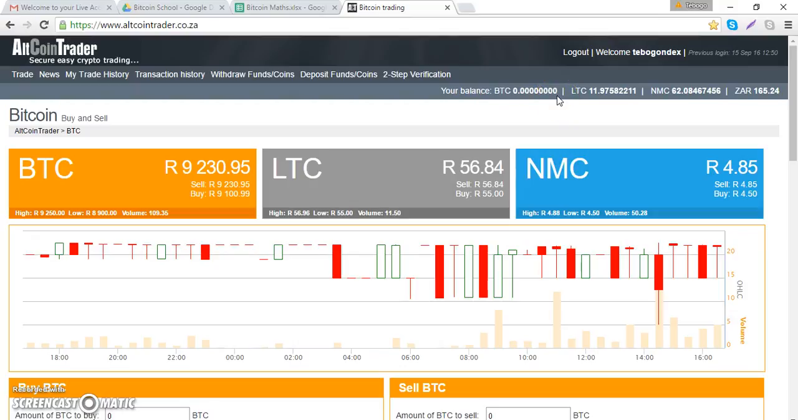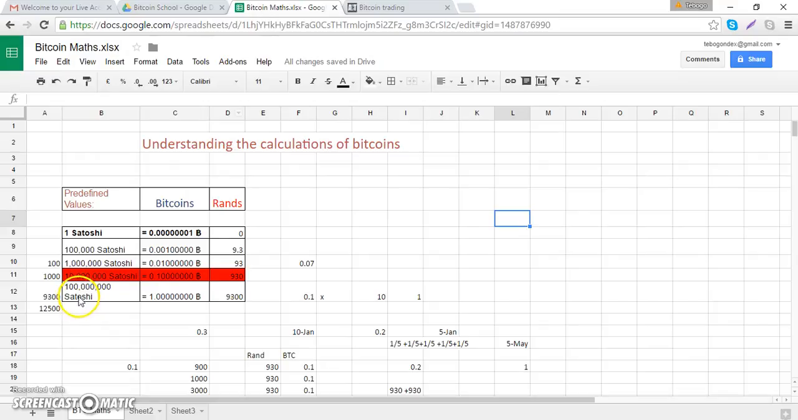If you recall from the previous session, those are your satoshis, because 100 million satoshis make one Bitcoin. So if you have less than 1 million satoshis, you might have a 0.01, which is equivalent to 10,000 satoshis, 10 million satoshis.